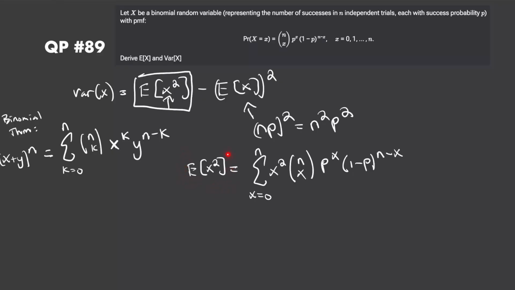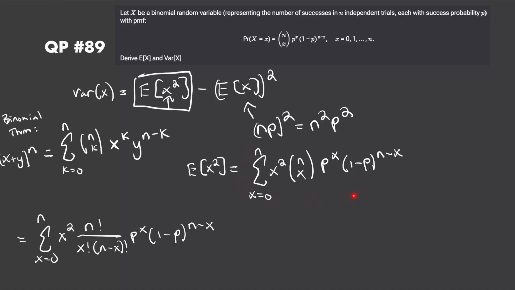Okay, so the expected value of x squared is just going to be equal to the sum over all possible values that x squared can take times the probability mass function. And now the problem is not just an x, it is an x squared. So it's going to be a little bit harder. So we want to get this right here to look like the binomial theorem because it's already pretty close. And then we can do the same thing that we did before. But now how are we going to get rid of this x squared?